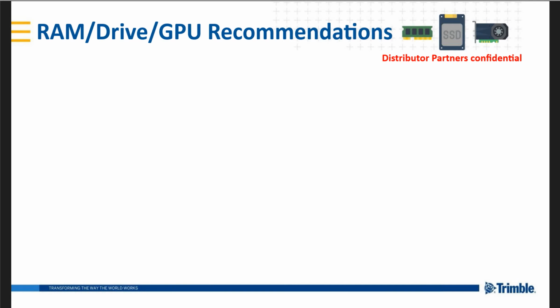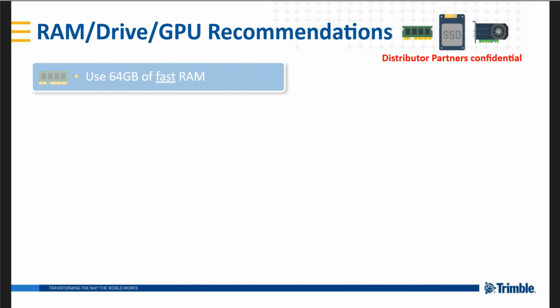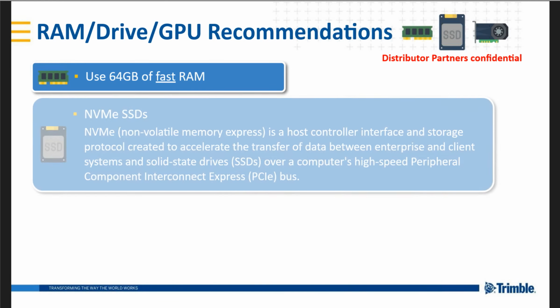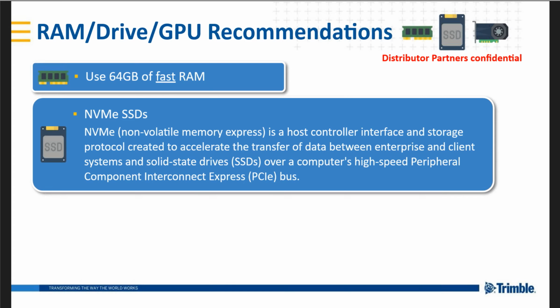Then looking at the RAM, drive, and CPU recommendations from our side. Starting with the RAM, in that case you should use 64 GB if possible, fast RAM. On the SSD side, maybe not all of you know that there are also different types available on the market. We have the SATA SSD, and we have the NVMe SSD, which is much faster than the SATA SSD.